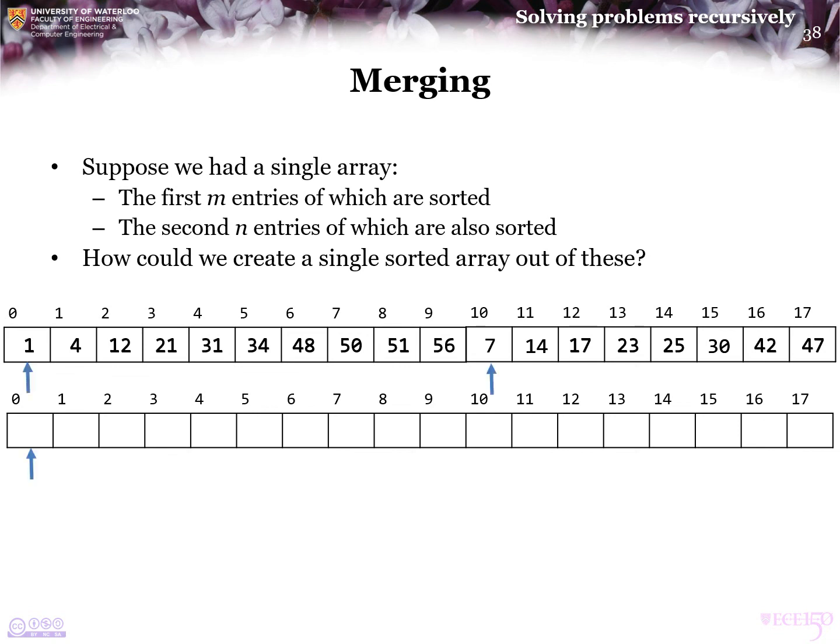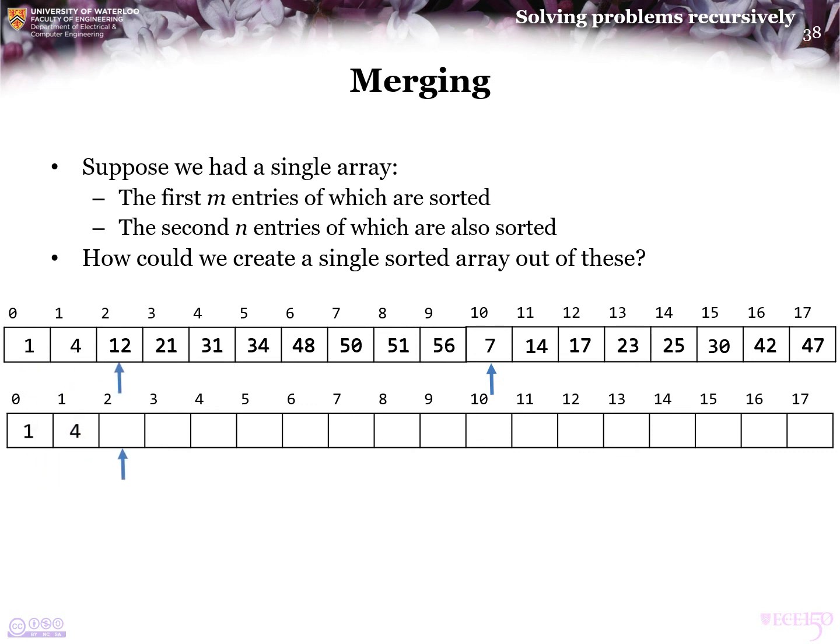As before, we would have indices pointing to each of the appropriate entries: the smallest entry in the first array, the smallest entry in the second half of it, and the location in the new array to which we will copy the next smallest entry. And then, as before, we proceed as follows. We copy down 1 and then 4.